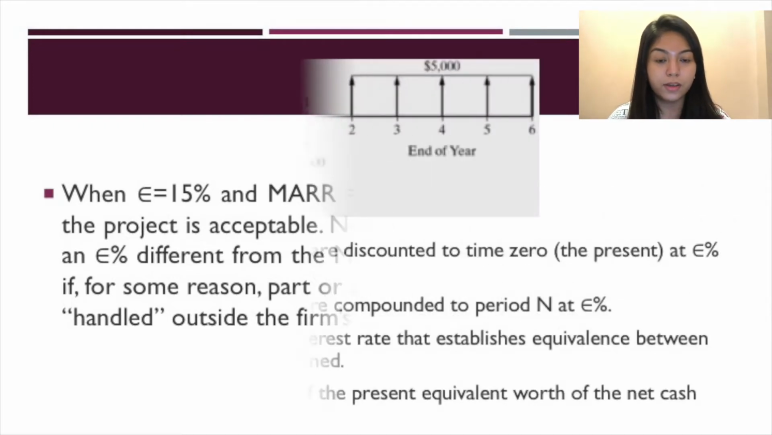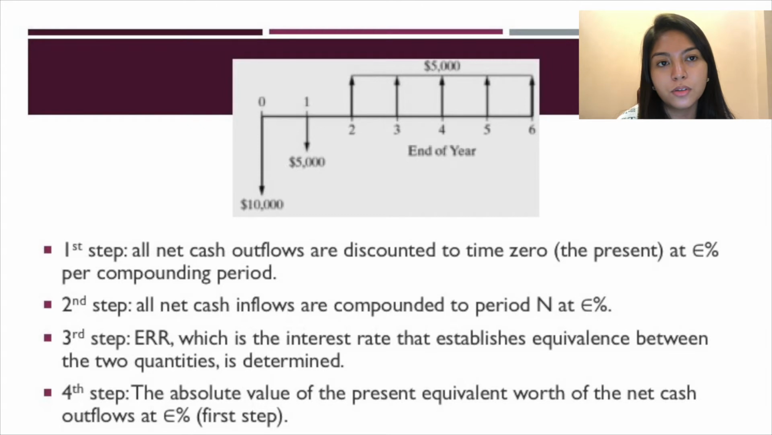As you can see here, we are given a cash flow diagram. So in general, there are steps that will be used in calculating this procedure. The first is that all net cash outflows are discounted from time 0. That means the present at E% per compounding period. The second, all net cash inflows are compounded to period N at E%. The third is that the ERR, which is the interest rate that establishes equivalence between two quantities, is determined. Then, the last step would be that the absolute value of the present equivalent worth of the net cash outflows at E% from the first step will be used.